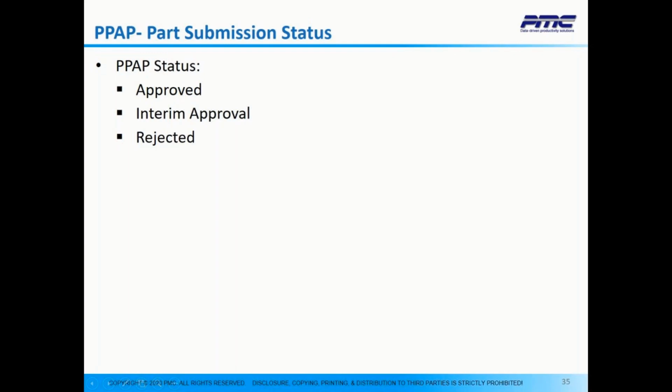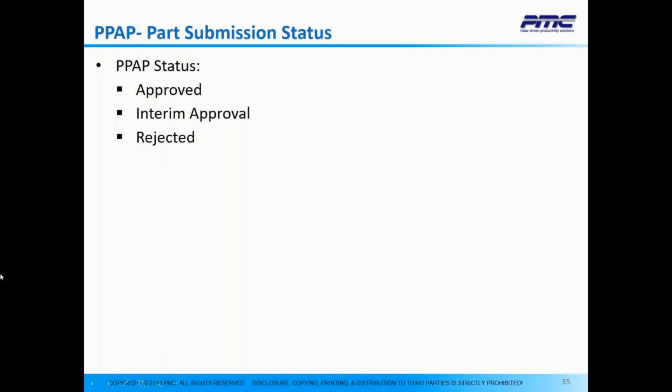So what is approved? Part or material, including all subcomponents, meets all customer requirements. The organization is authorized to ship production quantities of the product based on the customer's scheduling. As for interim approval, it permits shipment of material for production requirements on a limited time or piece quantity basis. This will only be granted when the organization has clearly defined the non-compliances preventing the approval and prepared an action plan agreed upon by the customer. And finally, PPAP resubmission is required to obtain the full approval.